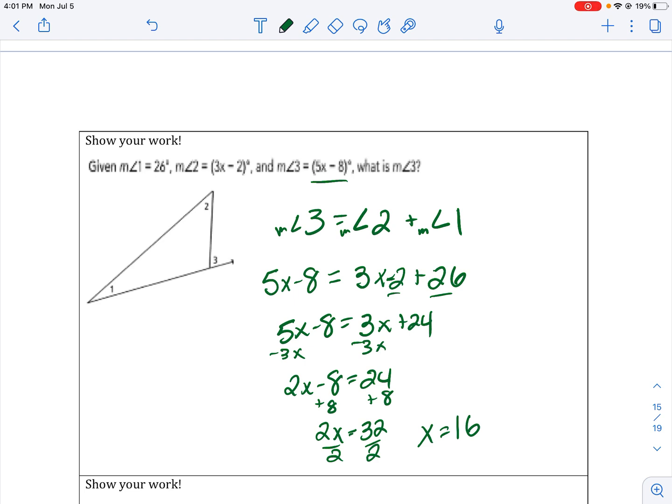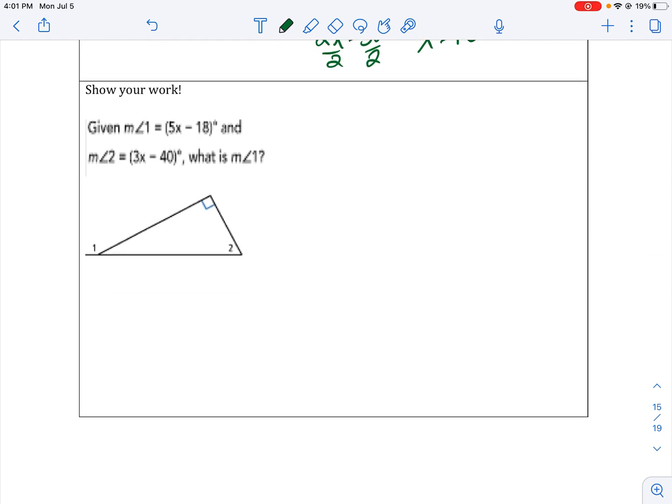The question says, what is the measurement of angle 3? Well, here is angle 3, 5x minus 8. I now know what x is, because x is 16. So I need to substitute 16 in for x. 5x minus 8. So this is 80 minus 8, which means angle 3 measures 72 degrees.